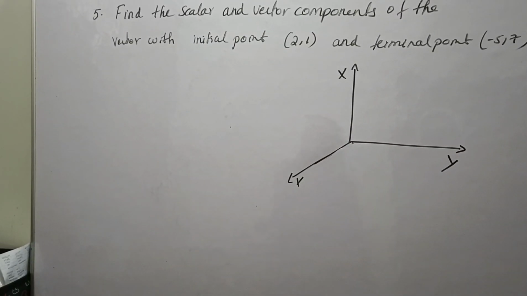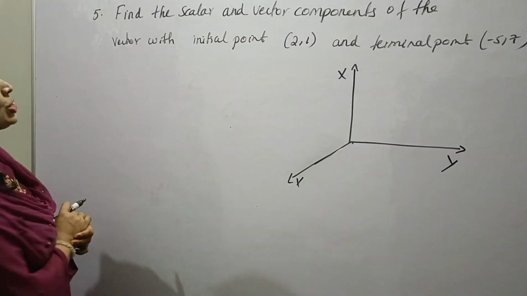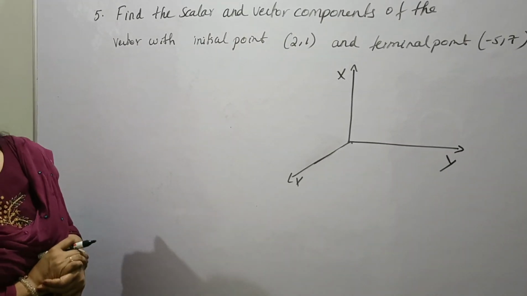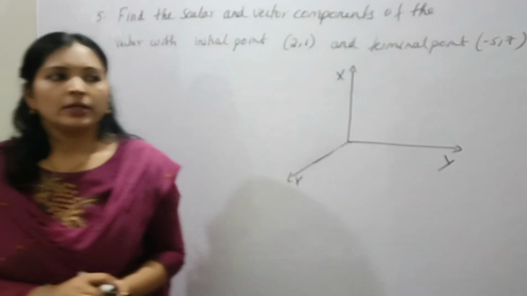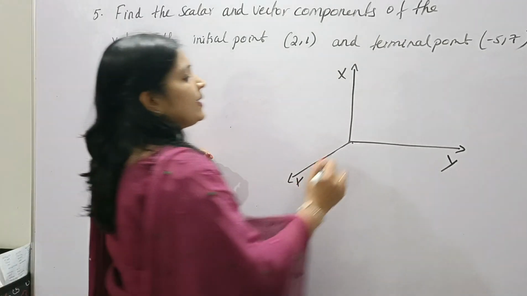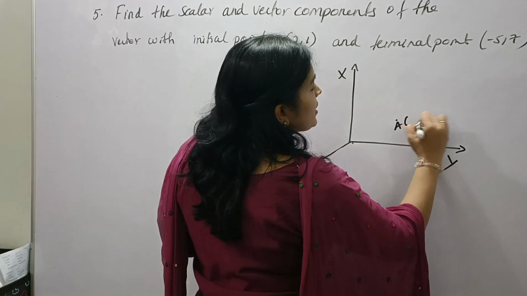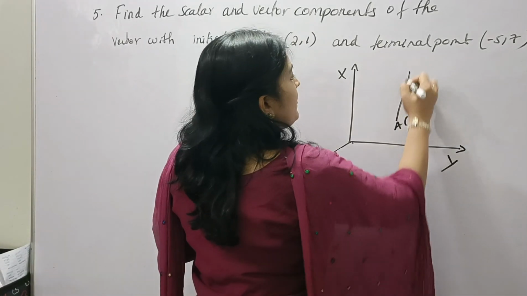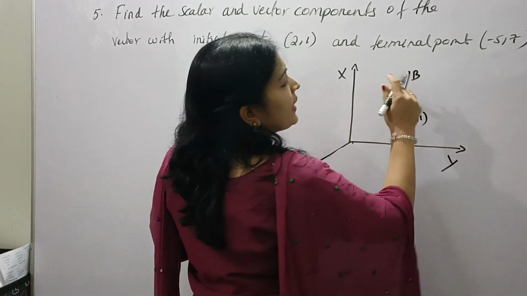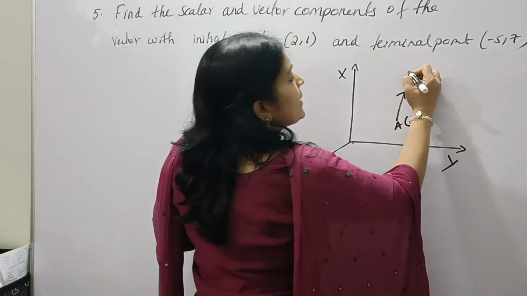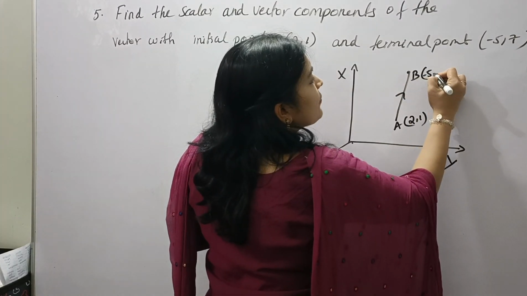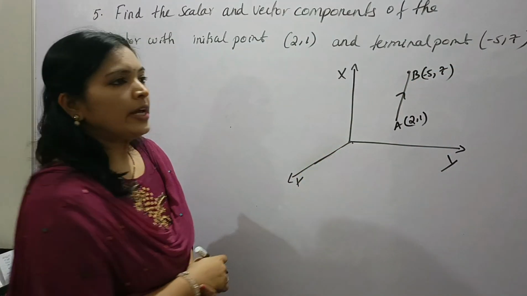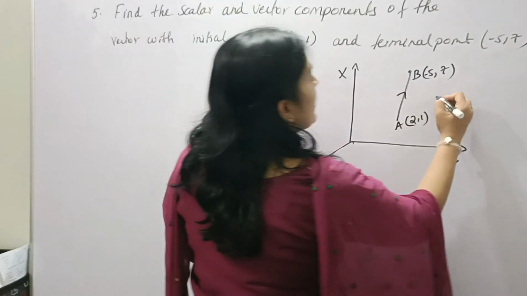Find the scalar and vector components of the vector with initial point (2, 1) and terminal point (minus 5, 7). Let A be the initial point, A of (2, 1), and let B be the terminal point, B of (minus 5, 7). So here we have to find vector AB.